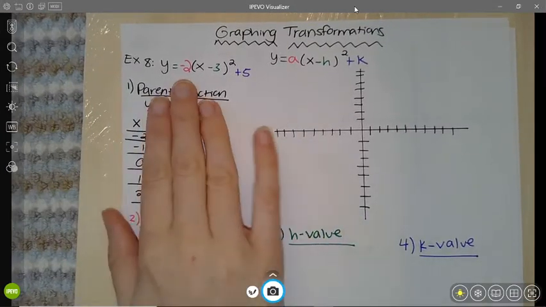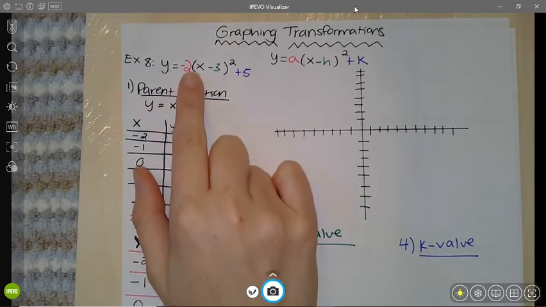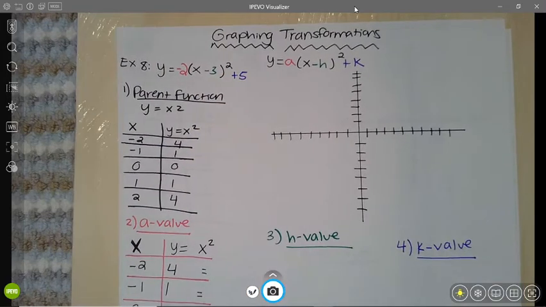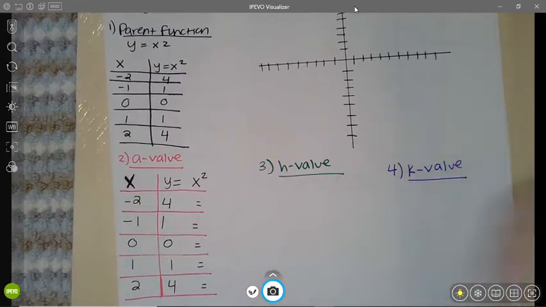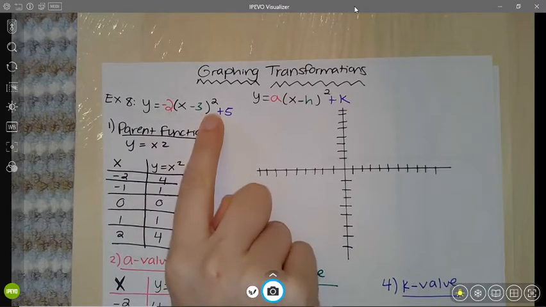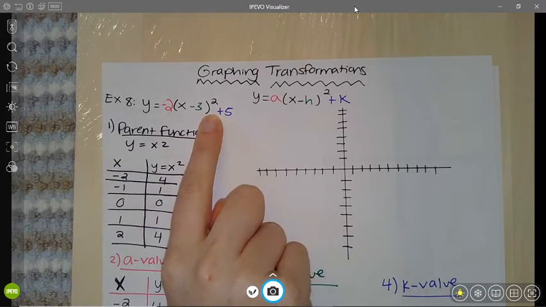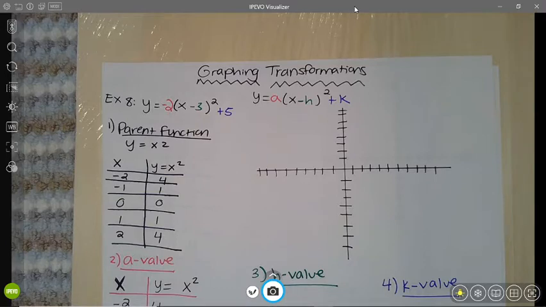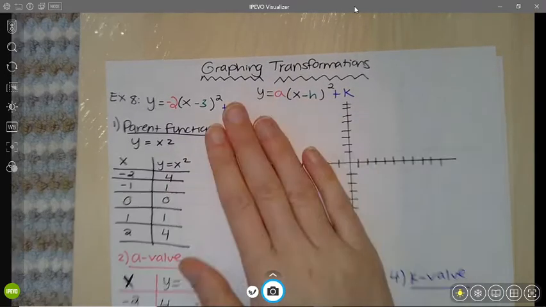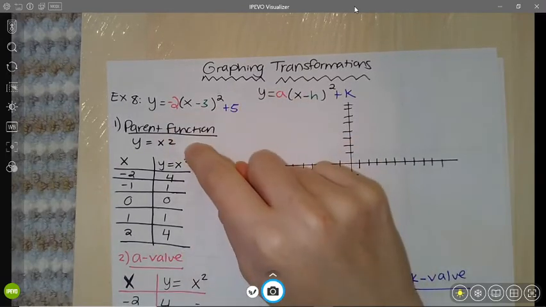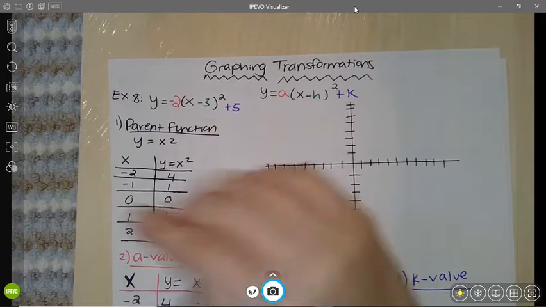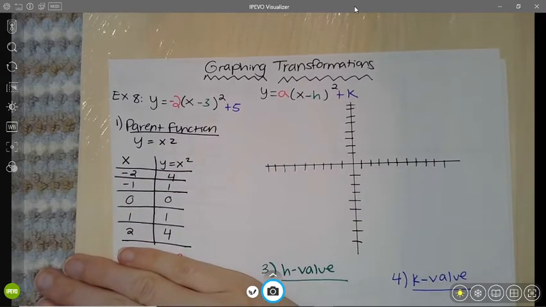So we have our equation y equals -2 times the quantity x minus 3 squared plus 5. Each time I'm going to do one different transformation at a time, and at the very end, we should get to our final graph, which is ultimately what this equation's graph looks like, which is pretty cool. Again, like I told you, we always start with the parent function every single time. So we're going to start with y equals x squared, and these will always be the values. This step should always be the same every single time.